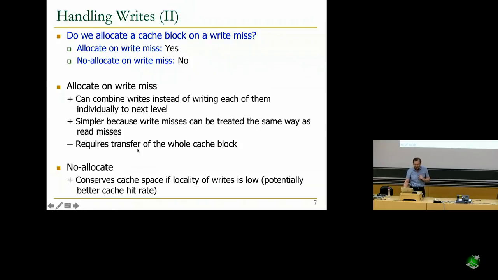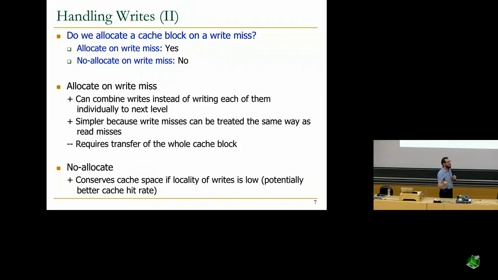So no allocate: if you don't allocate on a write miss, it conserves cache space if the locality of writes is low. Basically, if you don't allocate, you don't disturb the cache. And if you're doing only one random write to one location in memory, there's no reason to bring the cache block into the L1 cache. You save bandwidth, but you also save cache space. Make sense? Okay, you can think about it a little bit.